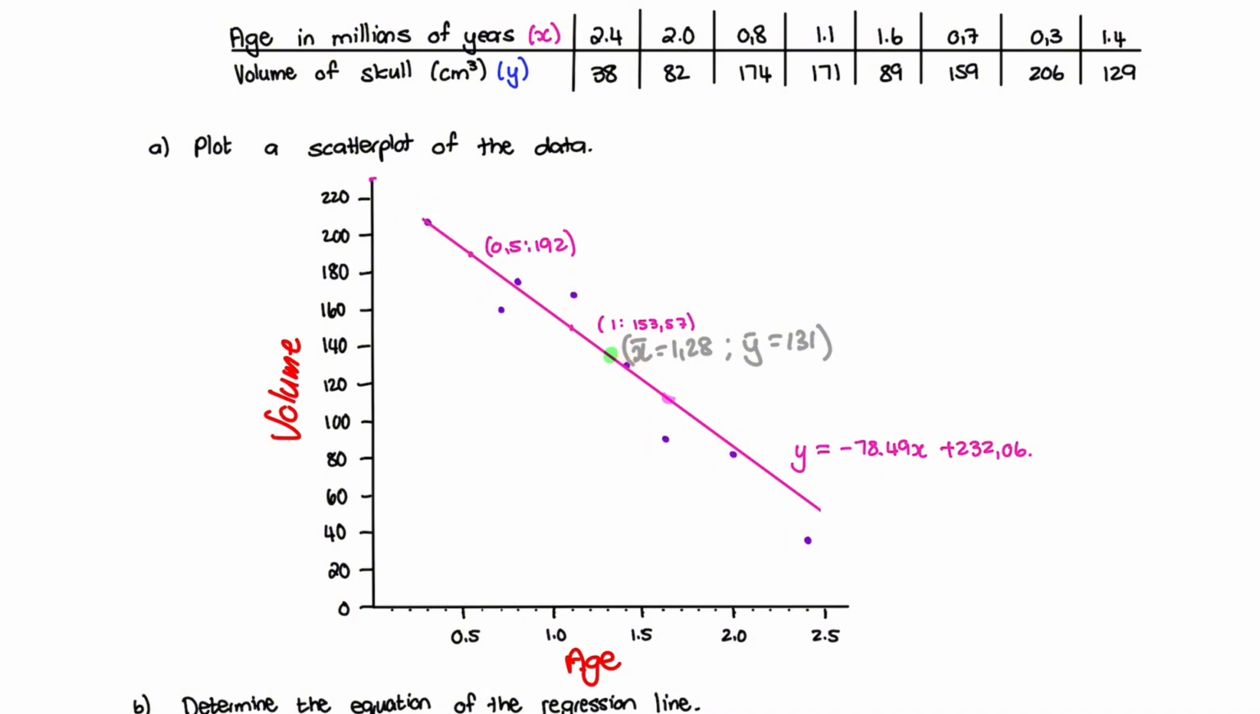So for example, the first value here is 2.4 for x. So I have 2.4. So that's the value I look at. And for the volume of the skull, it's 38. So that's roughly here. So if I plot 2.4 and 38, those lines would intersect or meet at our first position here. So that is 2.4 and a volume of 38. And that's all that you do. You just need to plot these points.